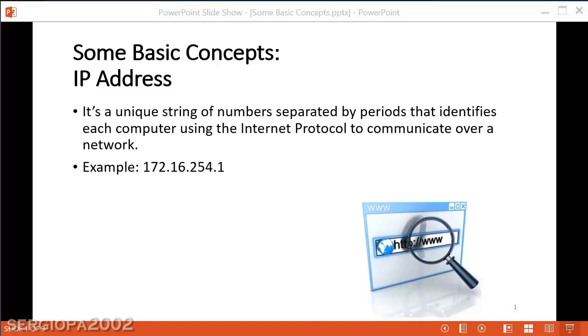Hello, today I'm going to talk about some basic internet concepts, and I'm going to start with the IP address. The IP stands for Internet Protocol, and it's the series of rules that the computers that are interconnected use to communicate. Now, the IP address is a number that is assigned to each computer that is connected to a network. And it looks like this.